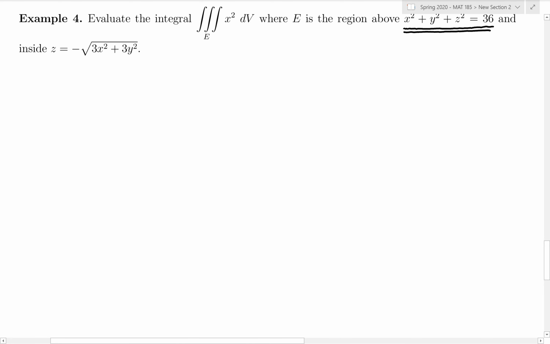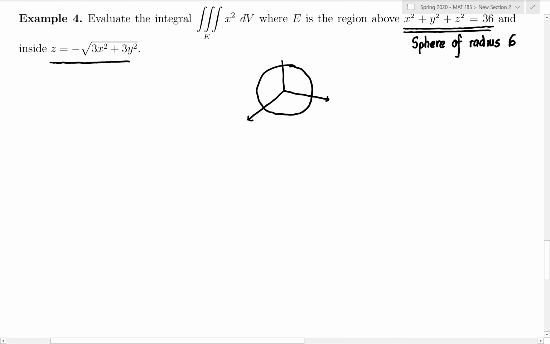Well, that represents a sphere. So this is a sphere of radius 6. So let's go ahead and sketch that one. So we have this sphere here. And if you go to CalcPlot 3D here and you go ahead and sketch that one, what you should be getting is an upside down cone here.